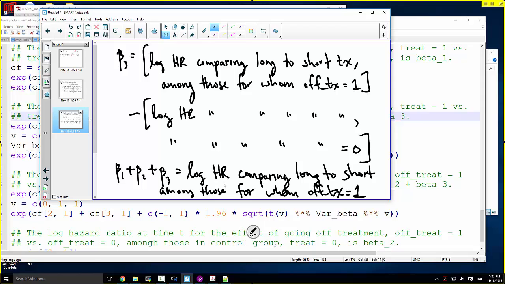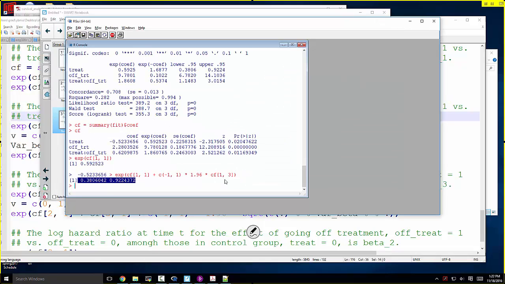But in the output, we do see this statistically significant interaction term. So we do have evidence that dropping out of treatment is detrimental. It increases your risk of relapse. Yeah. So I'll leave it at that for our survival data.